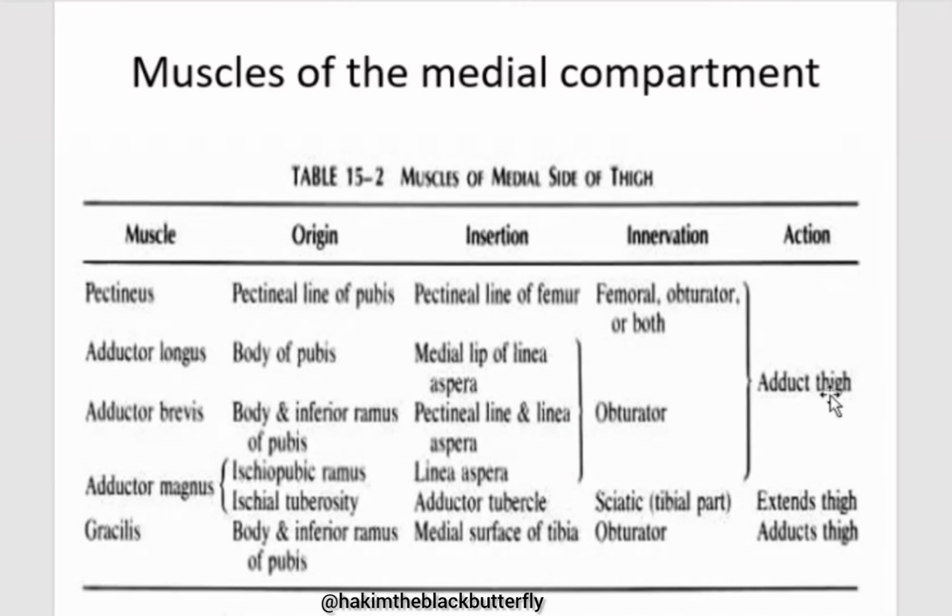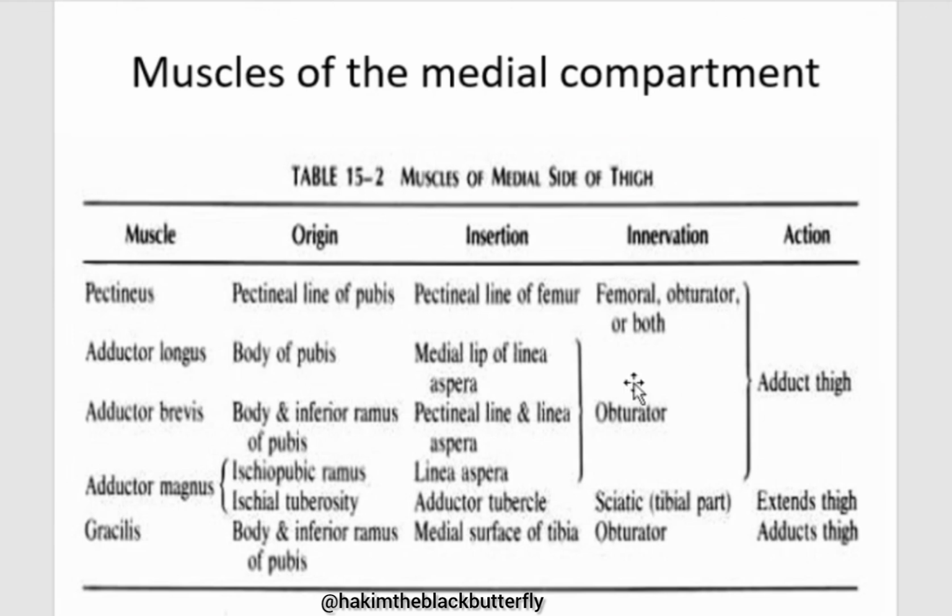These muscles adduct. The muscles of the medial compartment of the thigh adduct the thigh at the hip joint. And all of them are supplied by the obturator nerve, with the exception of the pectineus, which has a dual nerve supply. Part of it is supplied by the femoral nerve, part of it by the obturator nerve. And this muscle adductor magnus, part of it is supplied by the obturator nerve, that is the adductor portion, which adducts. But part of it is supplied by the tibial portion of the sciatic nerve.